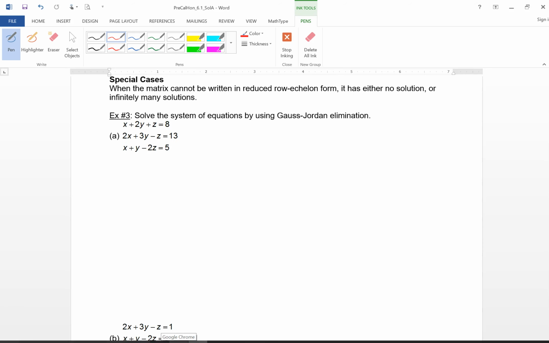Sometimes you can't write the matrix in reduced row echelon form. In that case, you have two situations. Either it has no solution or it has infinitely many solutions.